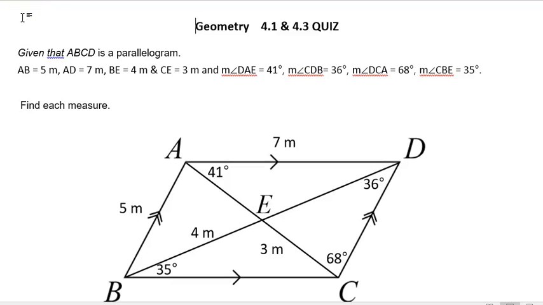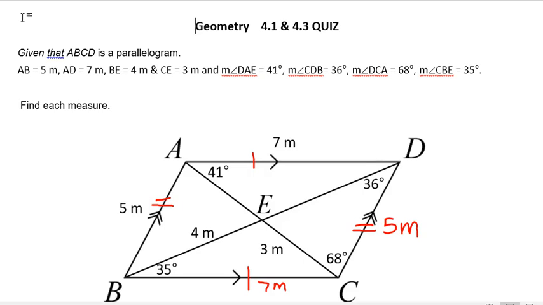So in this video, we're going to go over the geometry quiz from sections 4.1 and 4.3. First of all, I'm going to check and make sure that everything that's written is in my drawing, and it looks like it is. And then we're going to start talking about what we know. We know that opposite sides are congruent, so I'm going to go ahead and put tick marks here and here. So I know that this is 7 meters. I know the opposite sides here are also congruent, so I know that this is 5 meters.